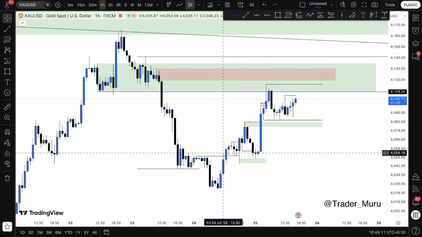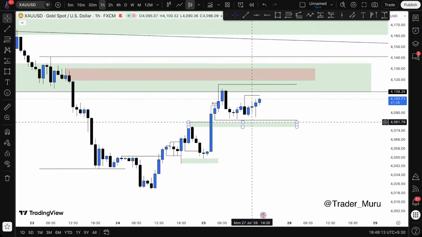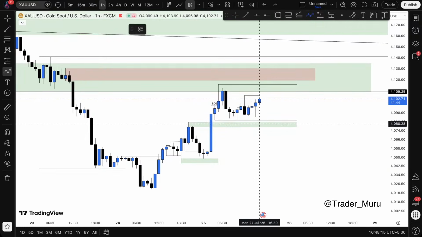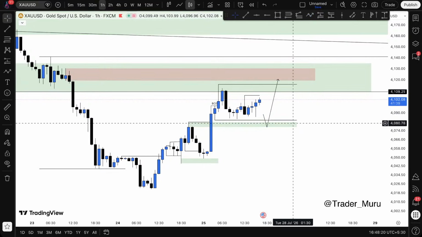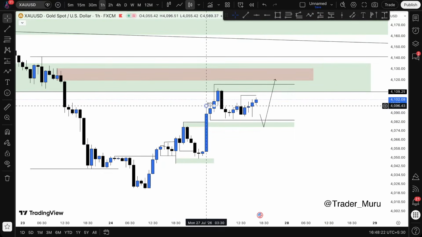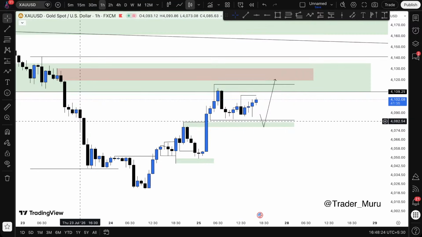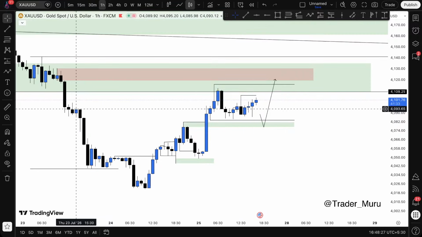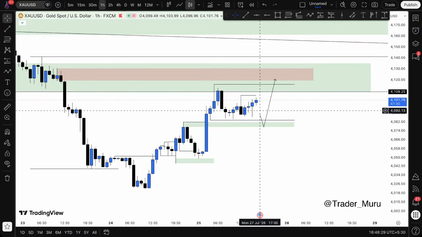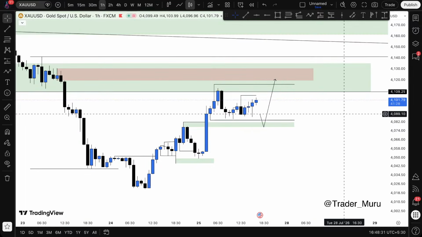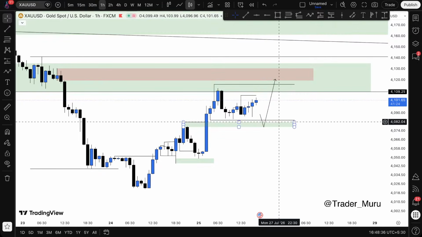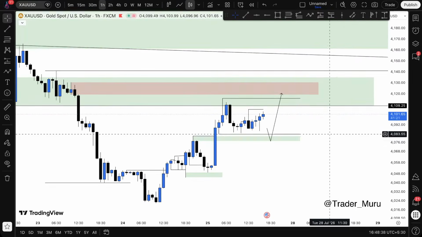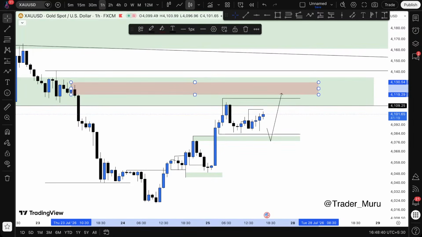Sir, is there any buy opportunity here? Yes, there is a buy opportunity. If we get this green area test, then we can buy. But there is less probability because price is already pumping from this breaker. But if you get this area tested and reclaimed, you can watch for a buy. And your target will be 4120 to 4130.